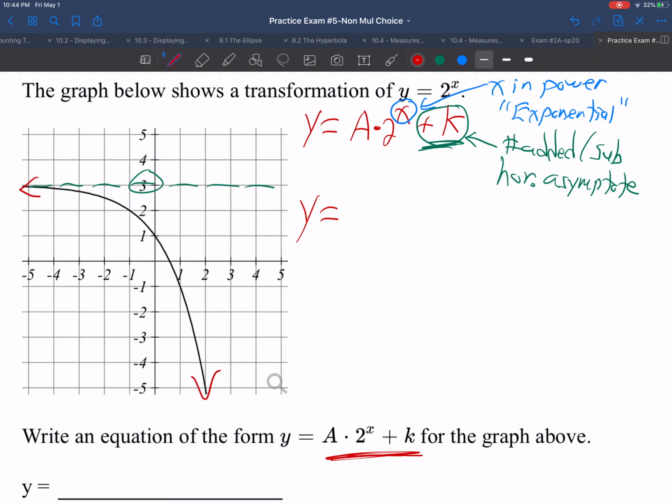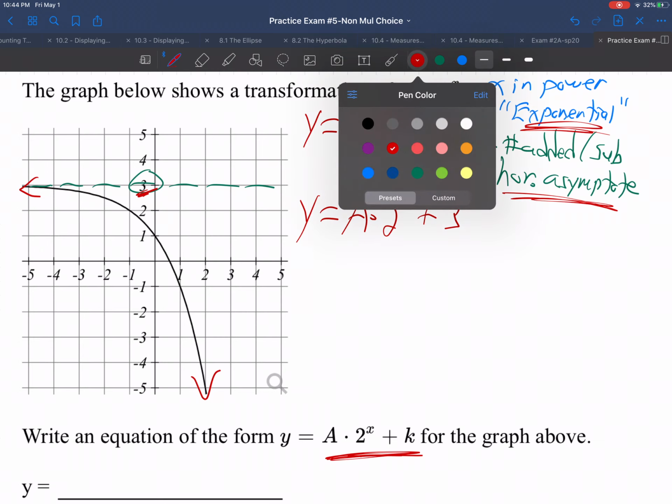So I already know part of this equation. This k has to be plus 3. Just by looking at the graph, the number added or subtracted off to the right of an exponential function where x is in power is always the horizontal asymptote, which clearly on the graph is 3. So now all I've got to find is a.